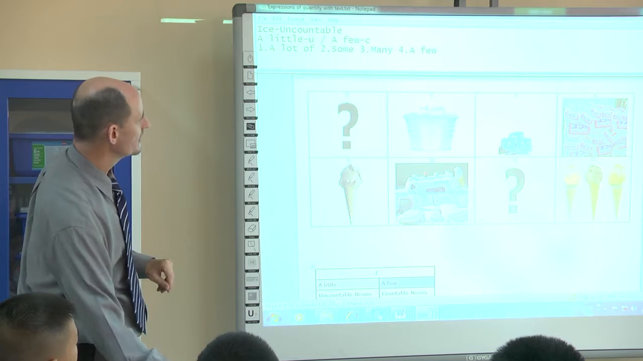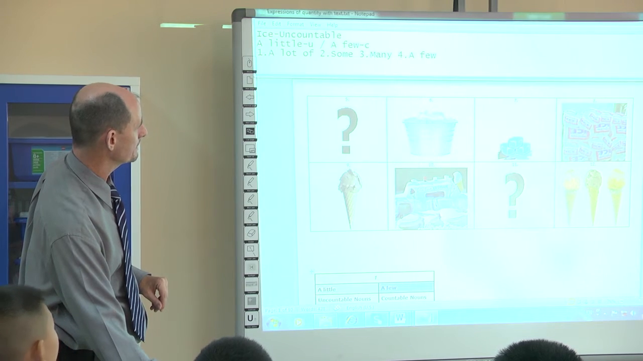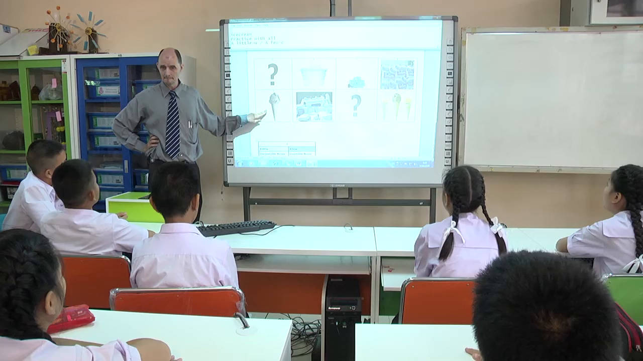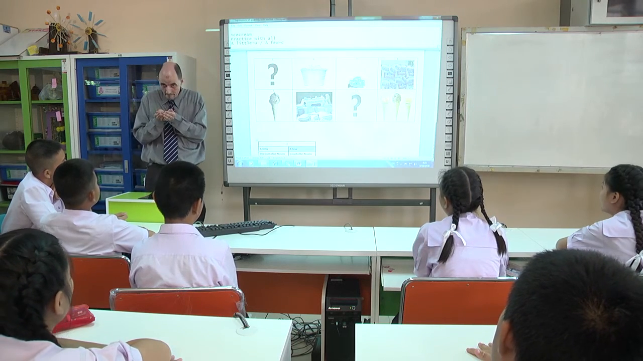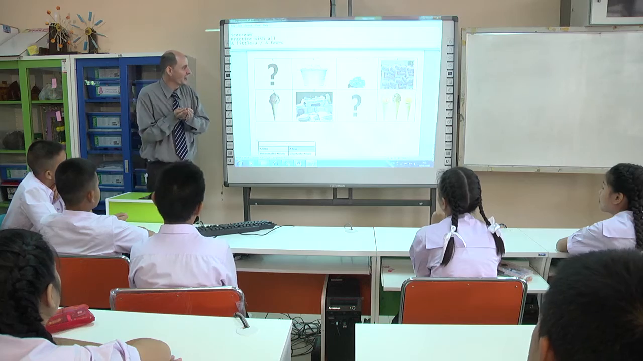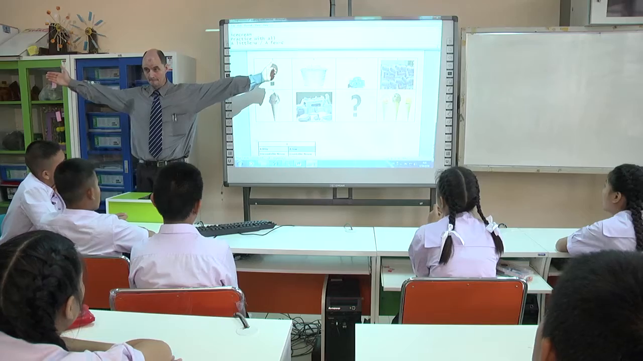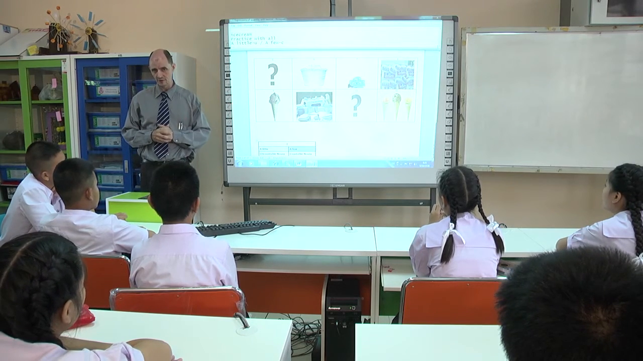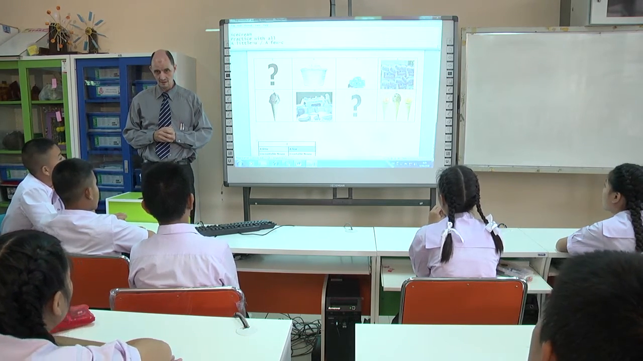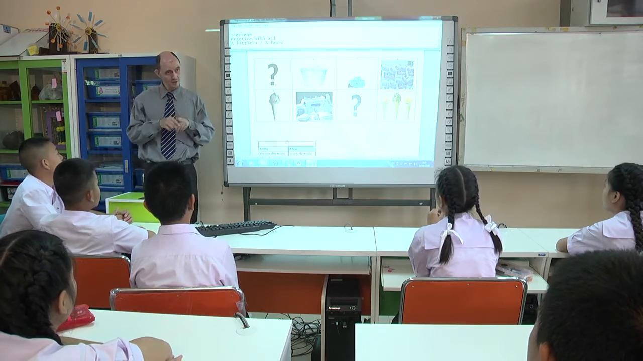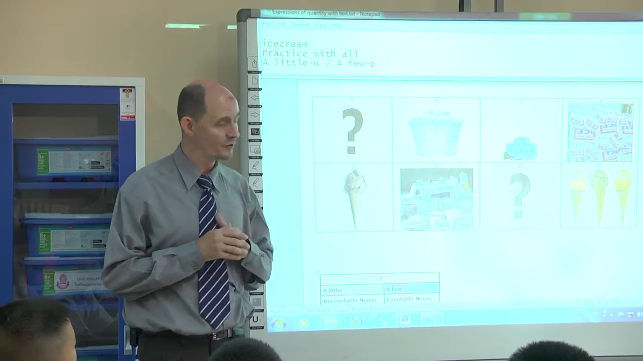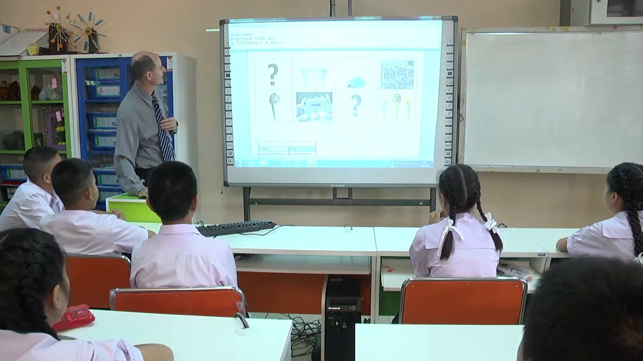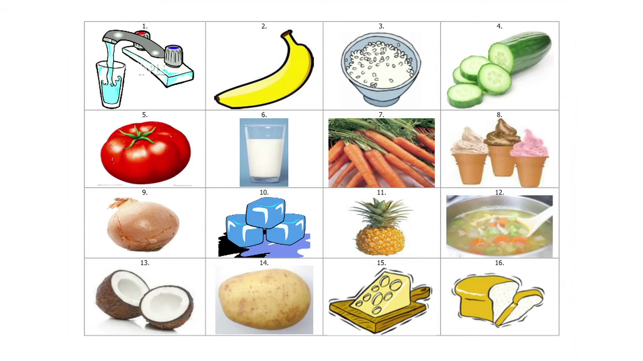Okay, so now, number 9, this is ice cream. So, what is number 9? A little ice cream. What is number 10? A lot of ice cream. Make a question with number 11. How much ice cream do you have? Very good. Number 12. Some ice cream. Excellent.